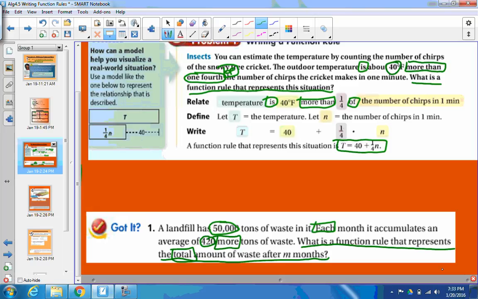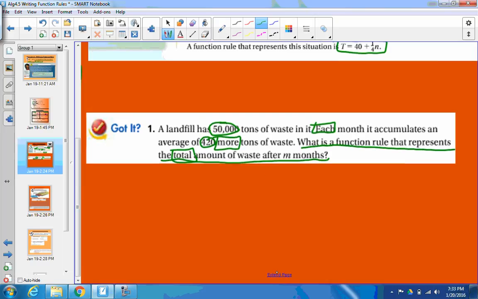And I have these underlined for you. We're going to do another one, but these are actually underlined and boxed for you. It says a landfill has 50,000 tons of waste in it. Each month it accumulates at an average of 420 more tons of waste. What is a function rule that represents the total amount of waste after m months? All right.